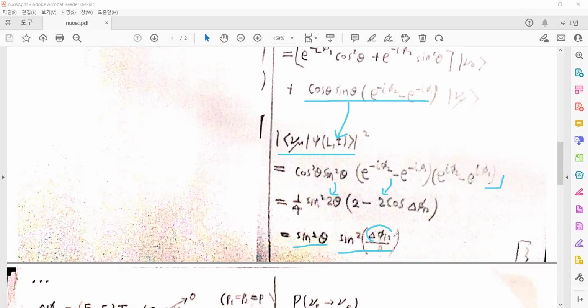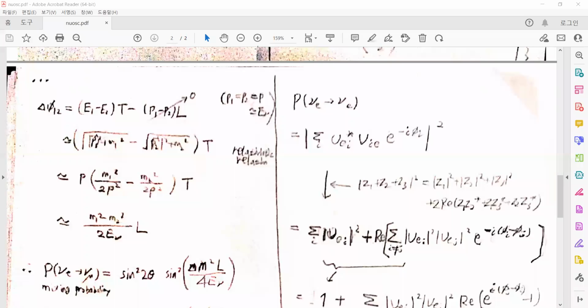So we can represent this phase difference, delta phi 12, in terms of the neutrino mass. In the previous formula, this phase is represented with the energy, momentum, distance, and time. And using the relativistic relation, we can represent this phase in terms of the mass. So the phase difference can be written like that, and we assume the three-momenta are all equal for each eigenstate.